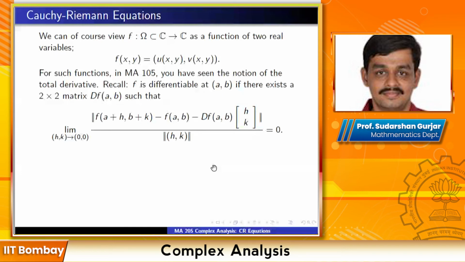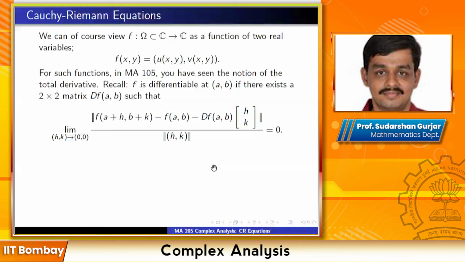f is differentiable at (a,b) if there exists a 2 cross 2 matrix Df at (a,b) such that the norm of f(a plus h, b plus k) minus f(a,b) minus Df at (a,b) applied to the column vector (h,k), divided by the norm of (h,k), goes to 0 as (h,k) goes to 0. This is what you call the total derivative. If there is such a 2 cross 2 matrix, then we say that f is differentiable at (a,b).